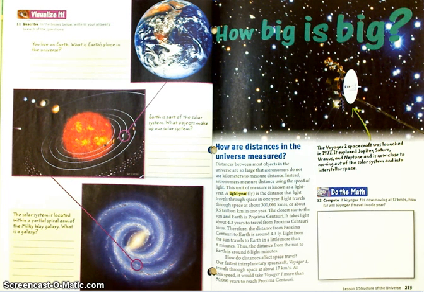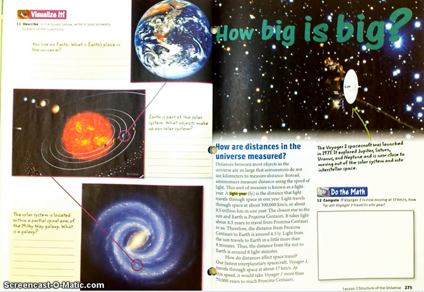I know that it says light year, but it's not a time, it is a distance. Why is it called a light year? Because it's defined as the distance that light travels in 1 year. Light travels through space at about 300,000 kilometers per second, and if you do the conversion, that's 9.5 trillion kilometers in 1 year.